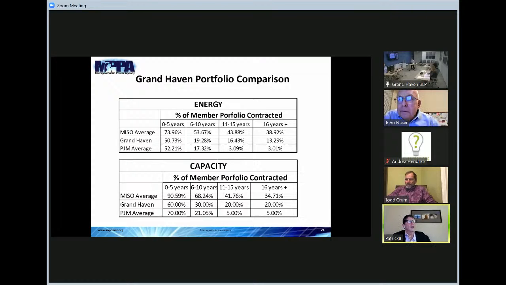If you look at our average MISO member, not surprisingly, it's a little bit higher, and that makes sense because our average member didn't have a power plant like Sims that was providing almost all of their power supply. So Grand Haven's playing a little bit of catch up there. And it's probably even more noticeable when you get out into that 6 to 10 year time horizon, which is about 50% and 40% in that.